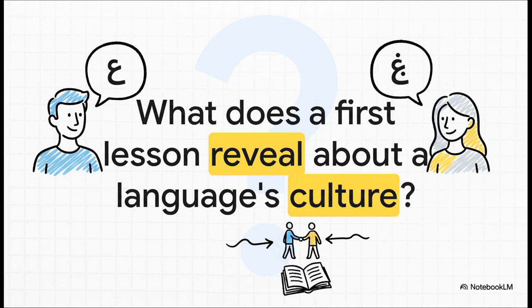This all leaves us with a final question to think about. The very first lesson in Arabic requires you to recognize and acknowledge the gender of the person you are speaking to. So what does the first lesson of any language, the way it teaches you to say hello, truly reveal about its structure, its priorities, and maybe, just maybe, its culture?